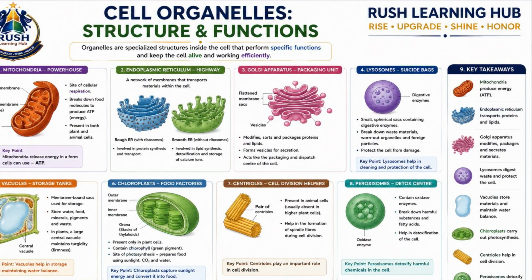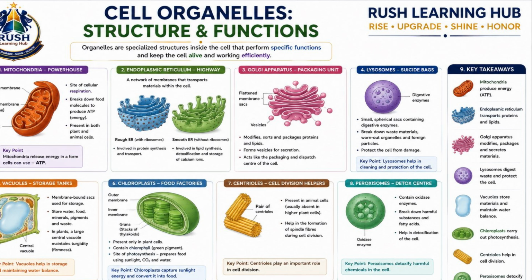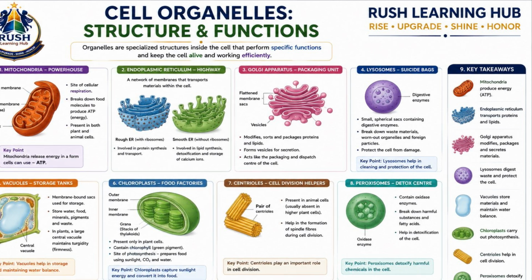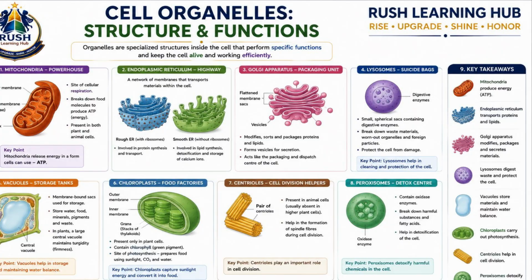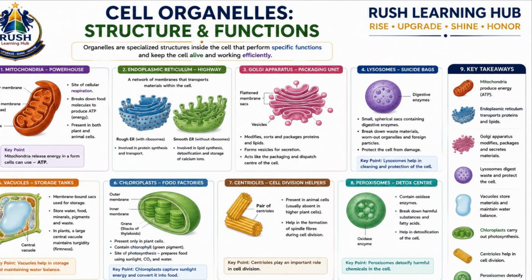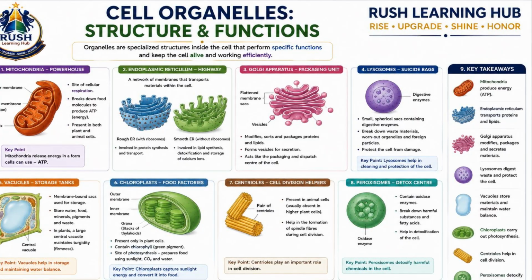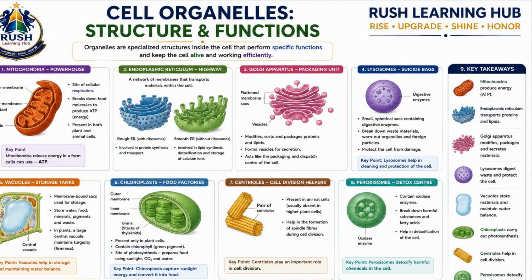Next, let us discuss plastids. Plastids are organelles found only in plant cells. There are three main types of plastids. The first type is chloroplasts.